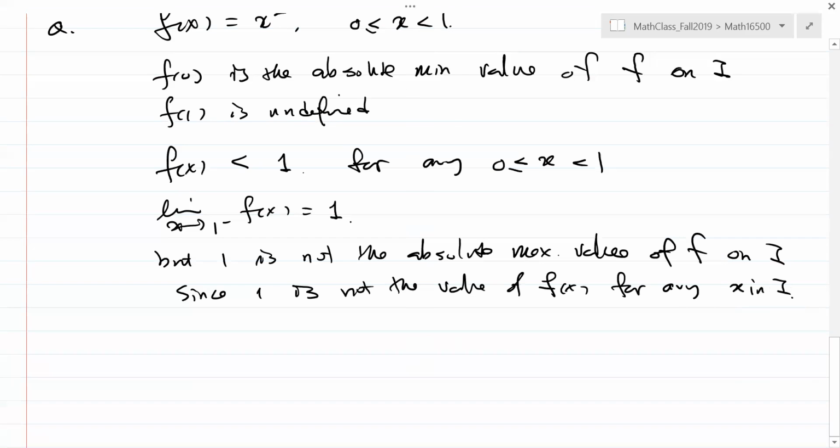Okay. So that's the reason, because it's not a value. How can you say it's the maximum value of the function? But you can also say that 1 is the least upper bound of the function. You can say that. Yeah, we can say the least upper bound.